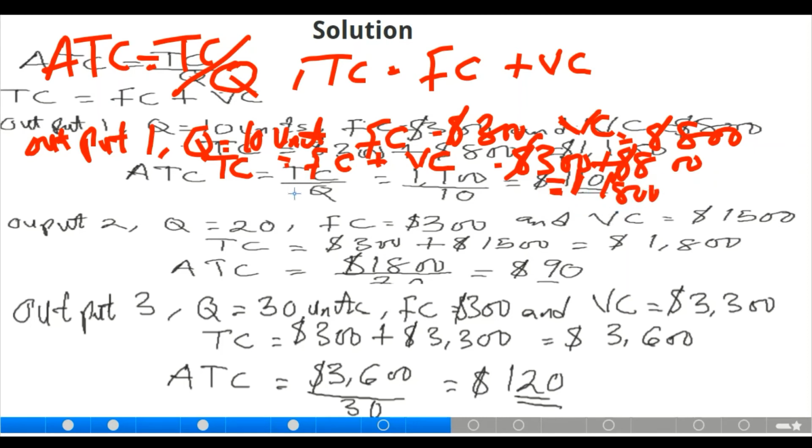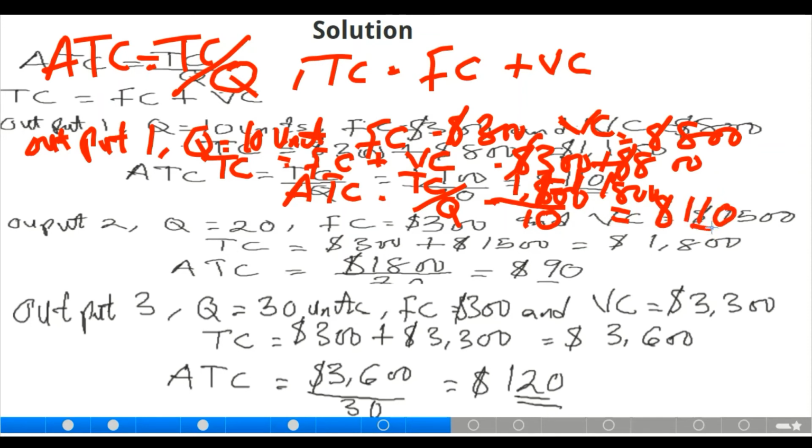This will give us $1,100. Now to get our average total cost here, it will be our total cost divided by the quantity. That should be what? $1,100 divided by 10. This will give us $110. That's our average total cost for output one.